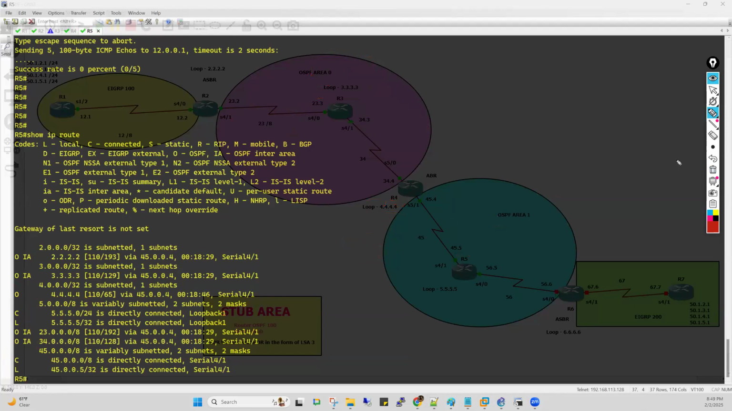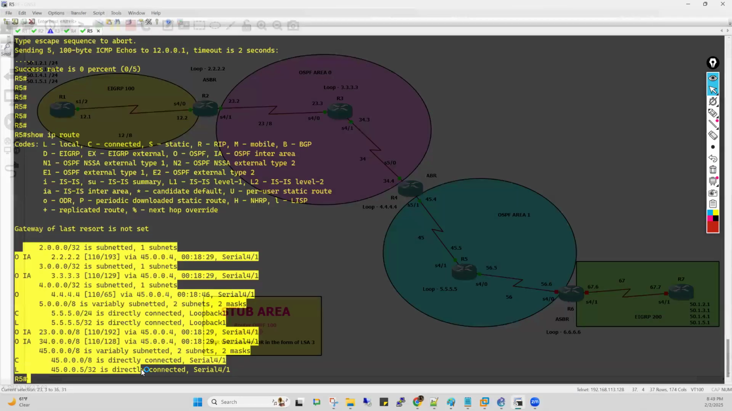O IA means external network, O means internal network, like that. Basically, this is called intra and inter. Intra means same area, inter means different area. Don't think like external. External, we are telling about different routing protocol actually. In OSPF, we are calling them intra and inter. Clear? Understand? Okay.